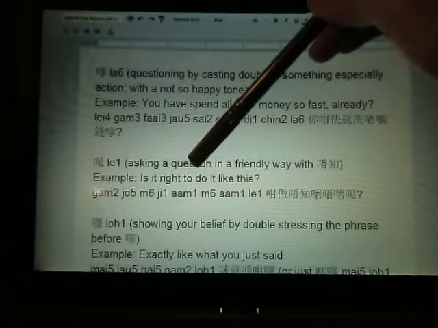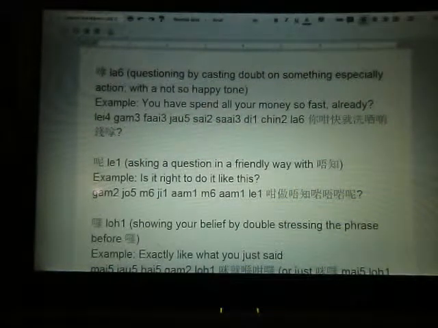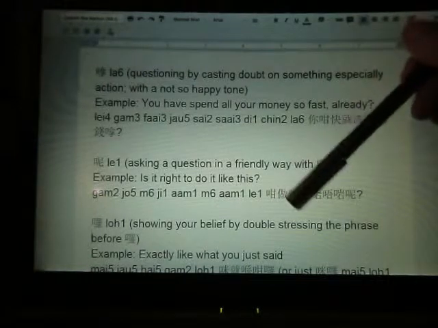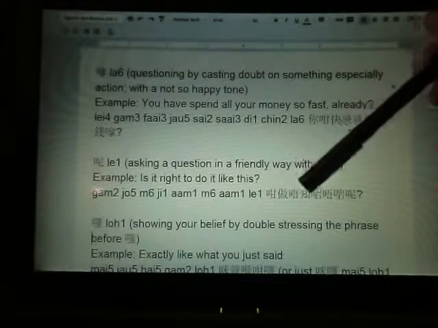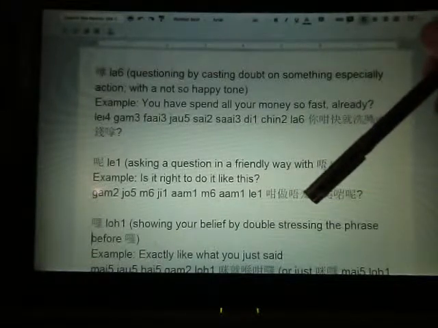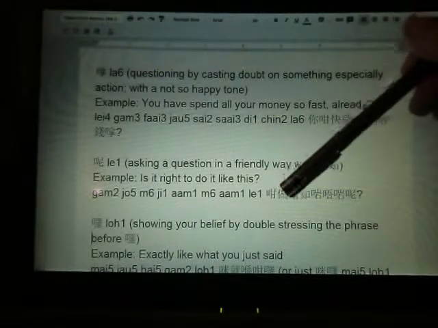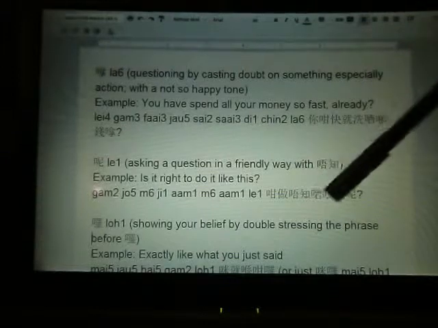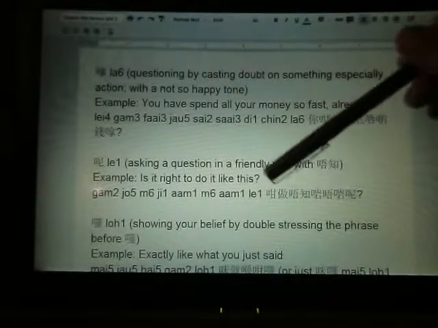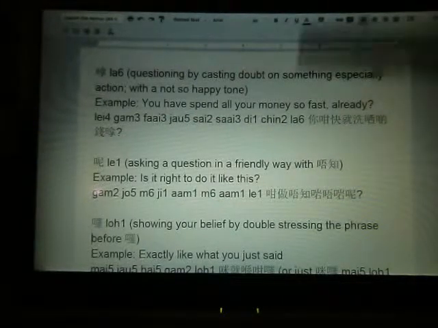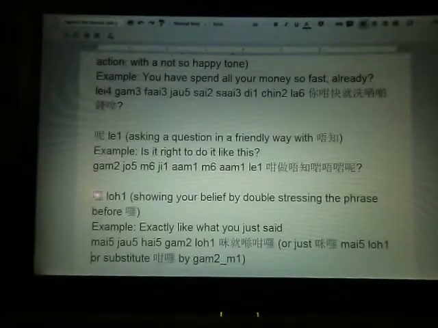And then 咧, okay. So 咧 is for asking questions. So here we have an example. Is it right to do it like this? So you're asking the other person whether it is correct to do something like this. So you don't know whether this is correct. So in Cantonese you say 咁做. 咁 is like this, 做 is do. 唔知, don't know, 知 is know, 唔知 don't know. So you are saying don't know whether. Okay. 咁做, do something like this, 唔知啱唔啱, don't know whether right or not right. Okay. 咁做唔知啱唔啱咧. 咧 means you are forming a question. So you're asking the other person whether this is correct or not.